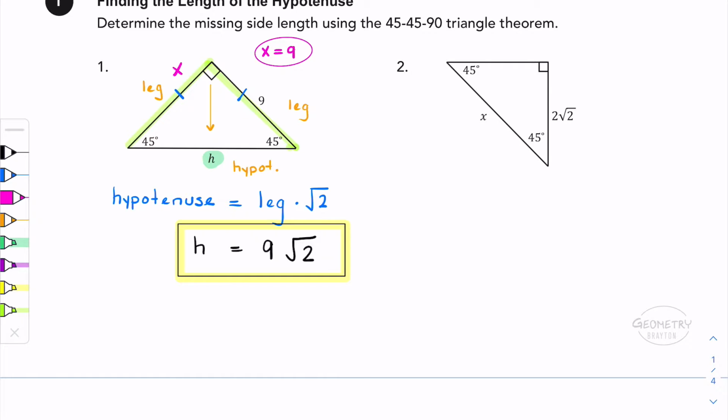Okay, number 2 will be a little more difficult because, well, not really, but we have a radical already in number 2. Anyways, let's take a look. We have 45, 45, and then a 90. So our properties will apply. We know this side is the hypotenuse. We know that we have two congruent legs.